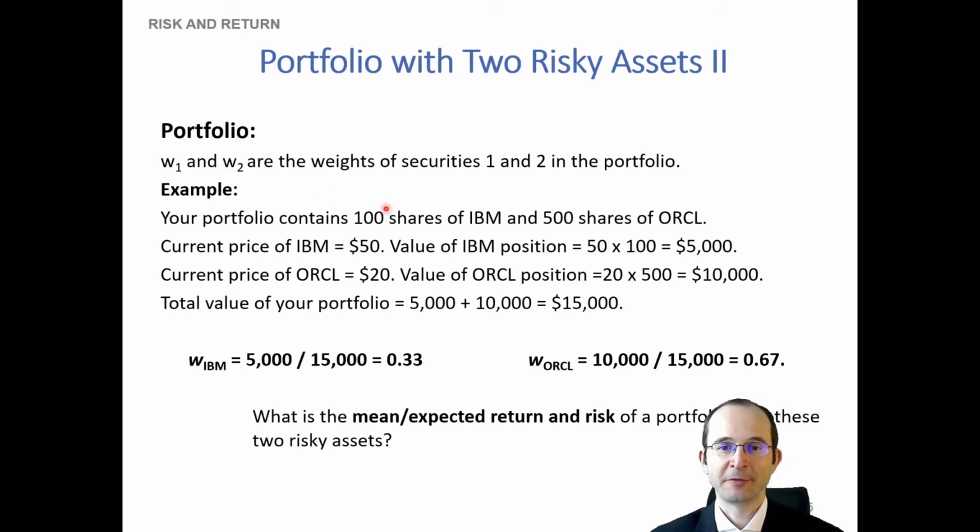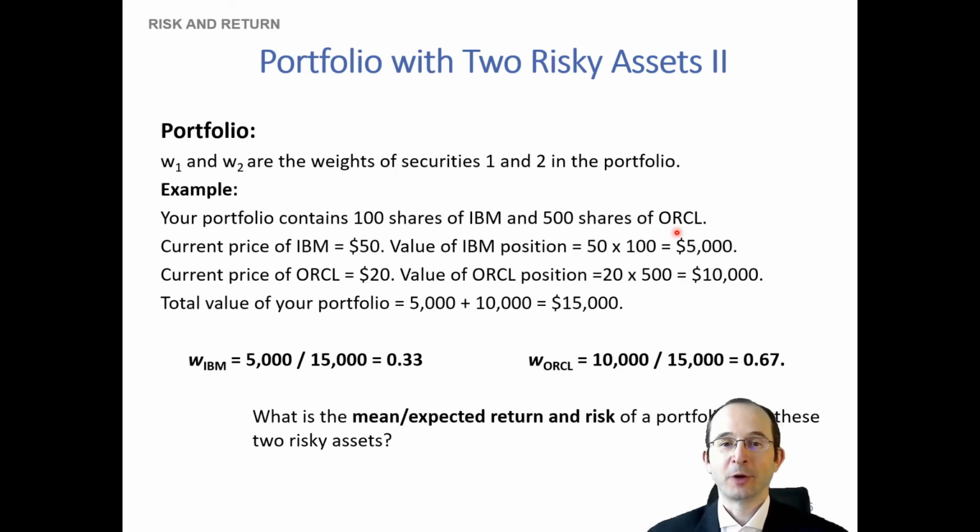Let's say we have not weights, but share amounts. And we've got 100 shares of security 1, which is actually IBM, and 500 shares of security 2, which is actually Oracle. Now, how do we, from that, get to weights? Well, we need to figure out what our total value of the portfolio is and what percentage of that portfolio value each asset represents. Those will be our weights.